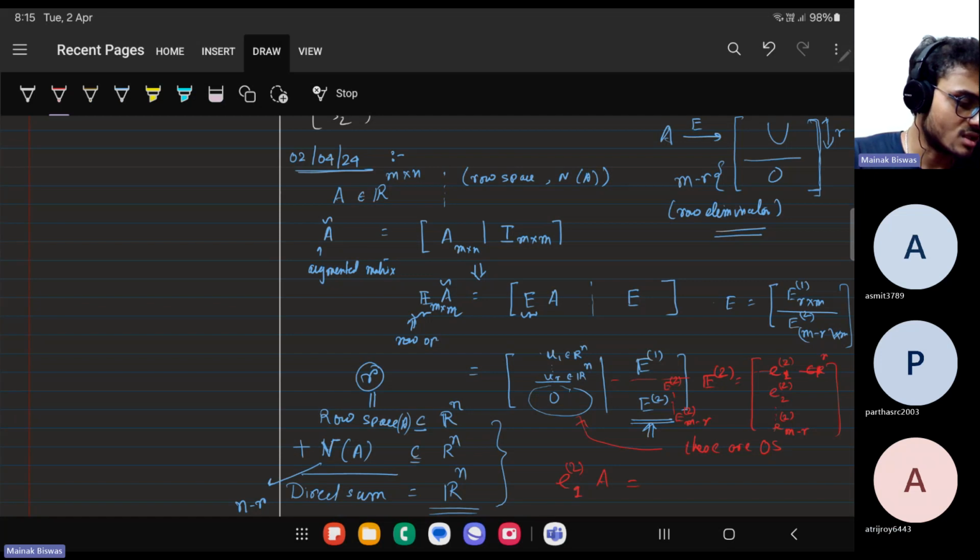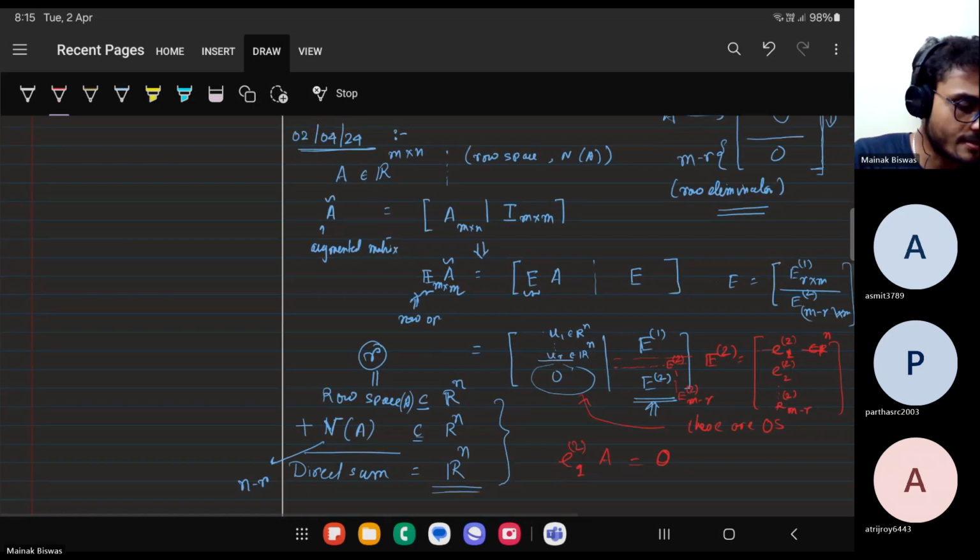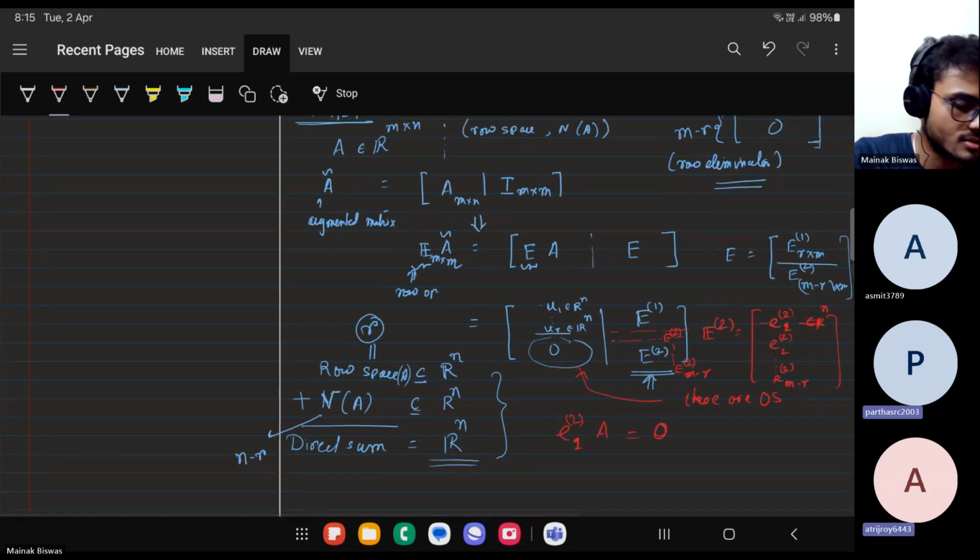They are n dimensions. So E2 into A, what is the value of this left hand product? So this row is zero. Why is it 0? Like we are getting a dependent column.